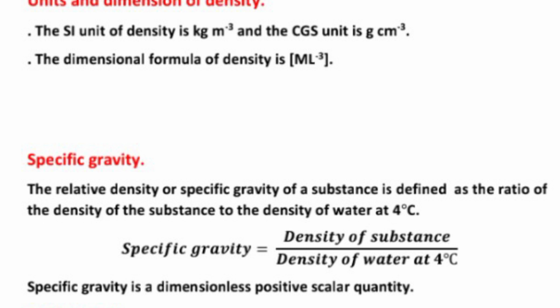Specific gravity. What is specific gravity? The relative gravity or specific gravity of a substance is defined as the ratio of the density of the substance to the density of water at 4 degrees centigrade. Specific gravity equals density of the substance upon density of water at 4 degrees centigrade.